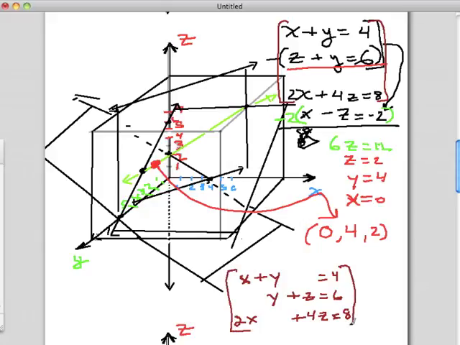And this we could write as a matrix equation and use our calculator, and you can confirm that the inverse of the coefficient matrix is going to be 1, 1, 0, 1, 0, 1, 1, 2, 0, 4. The inverse of that matrix times this 4, 6, 8 is going to be this point right here. Okay.